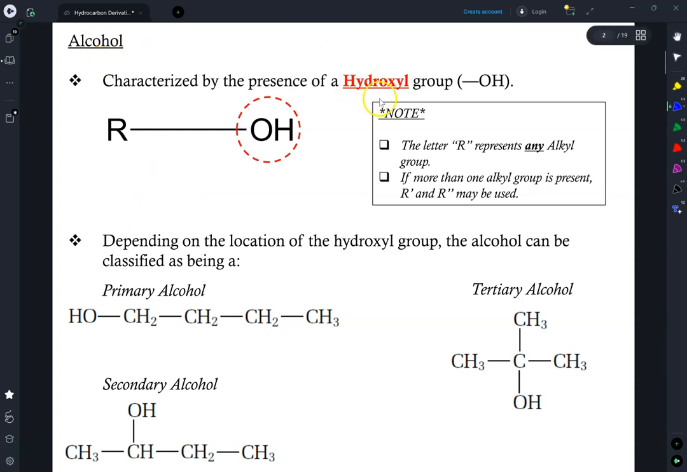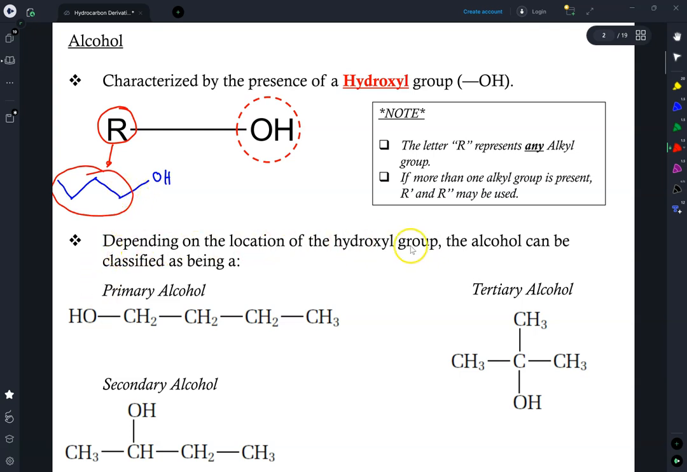Anytime you see a hydroxyl group, so an oxygen and hydrogen combined together, attached to your hydrocarbon, that molecule will exhibit alcoholic properties. Please note that the letter R represents any alkyl group, so the R is whatever the OH group is attached to. In the example of methanol, the R represents a single carbon. But if this was ethanol, the R would represent 2 carbons. And so on and so forth. Alright, so R represents whatever the OH group is attached to.